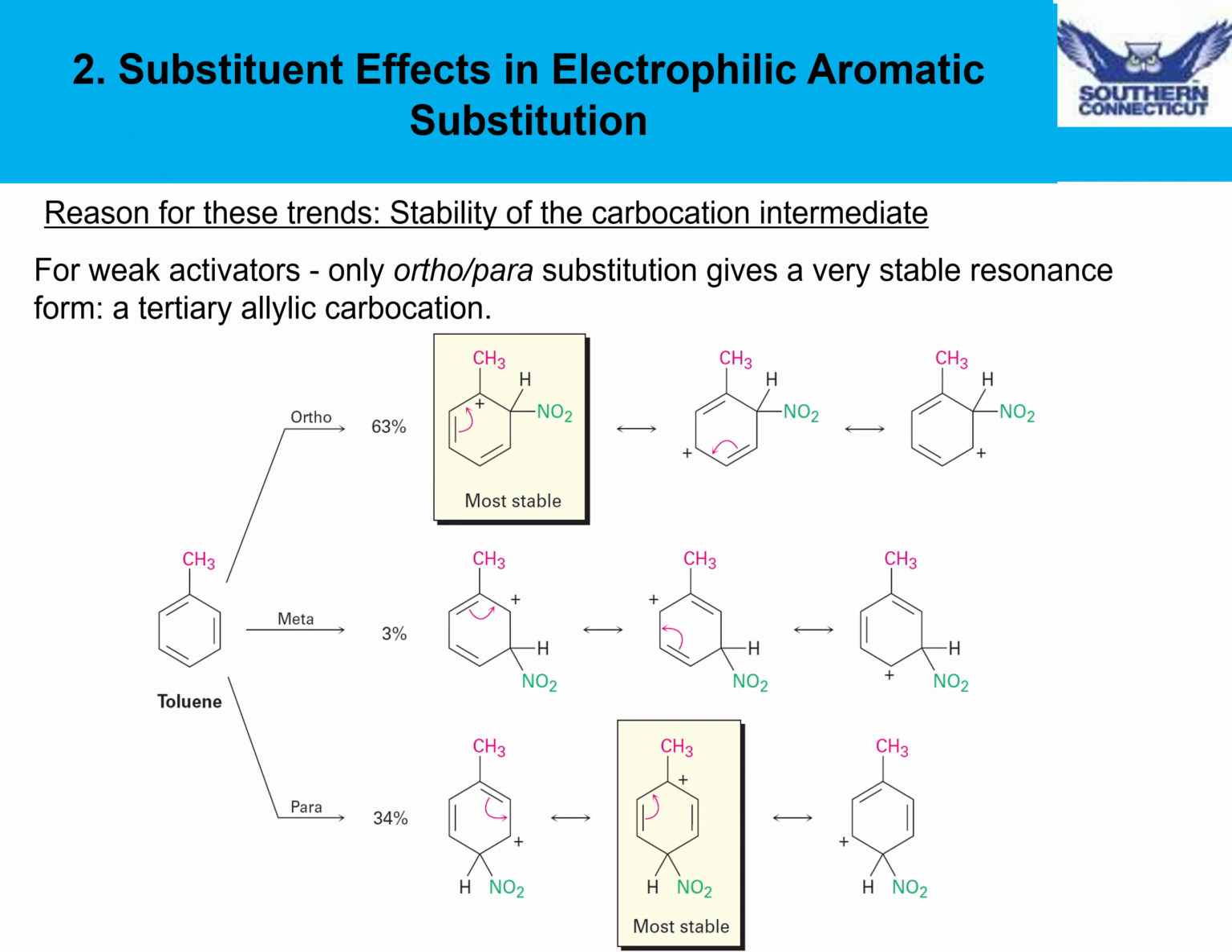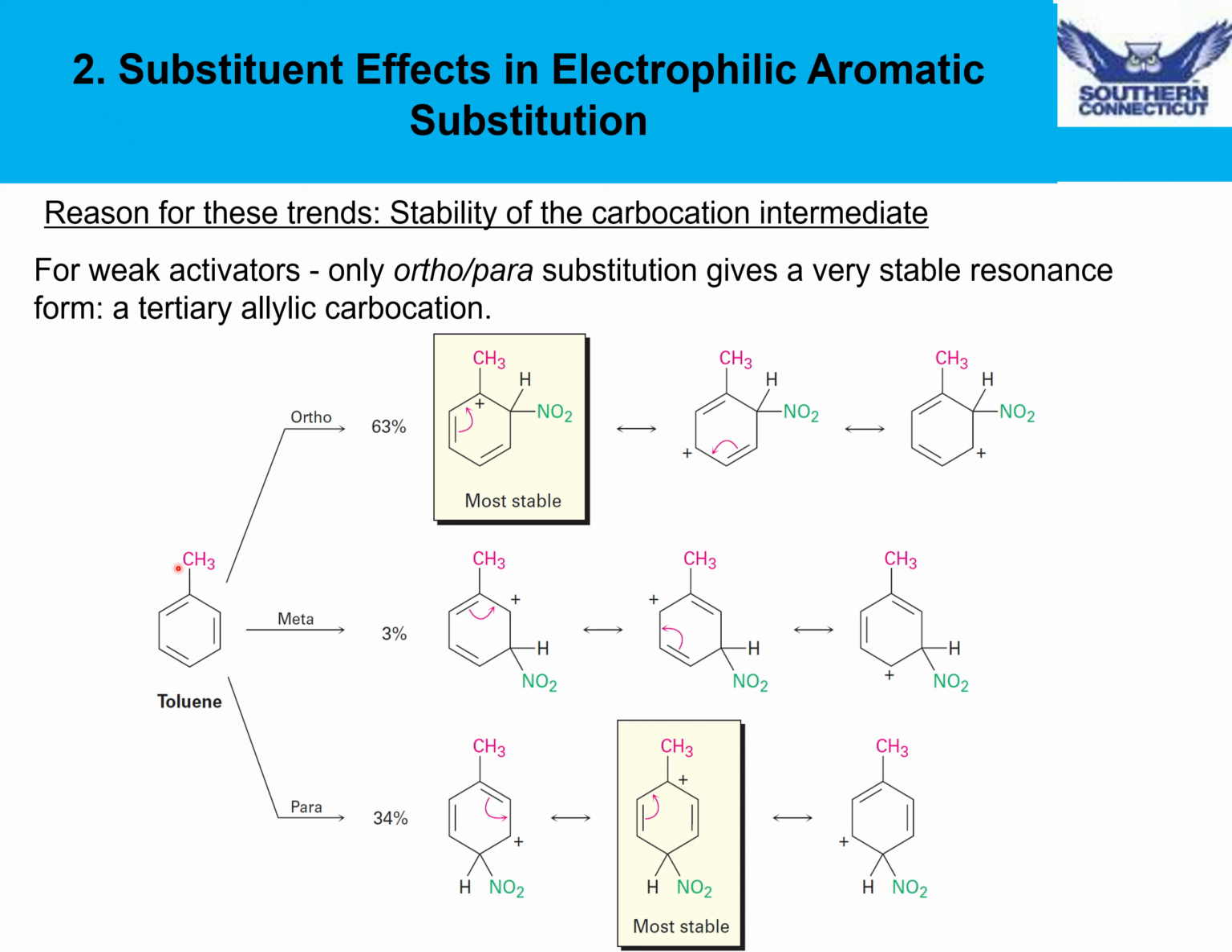Let's look now at the reasons why certain functional groups will give you primarily ortho and para substitution, while others will give you primarily meta substitution. We'll start with weak activators, for example, alkyl groups. These are primarily ortho-para directing.